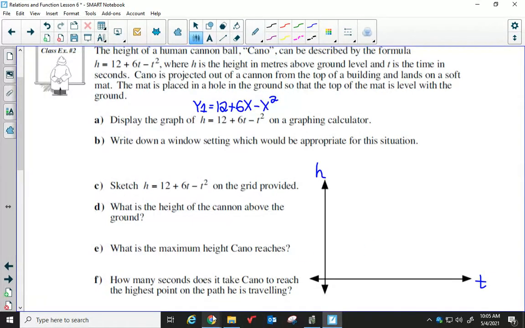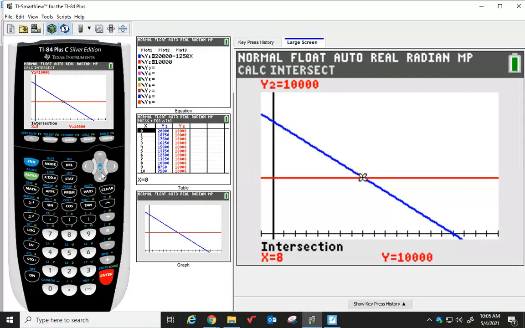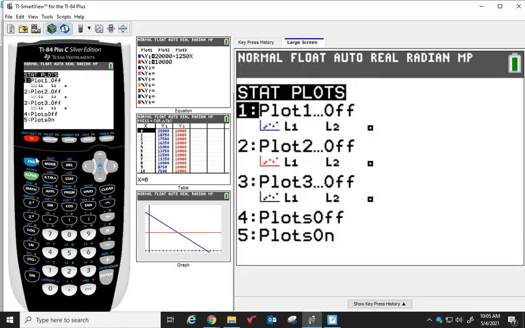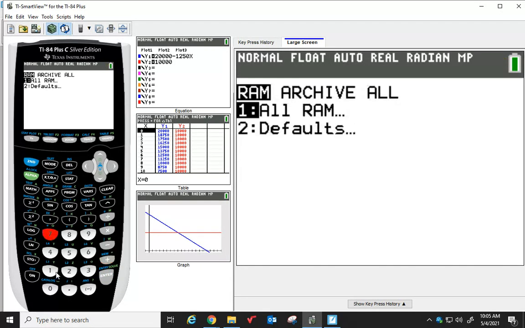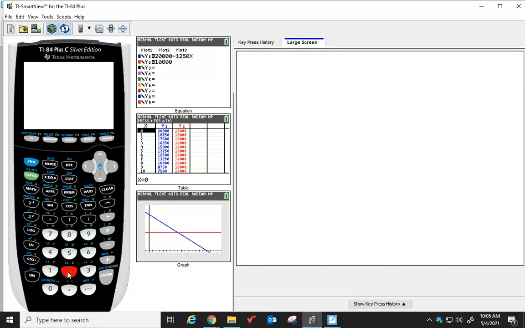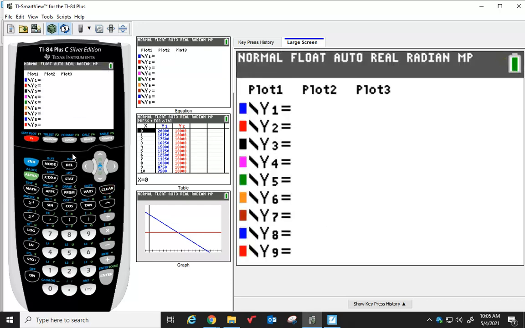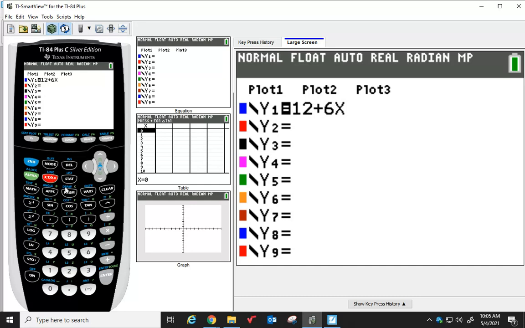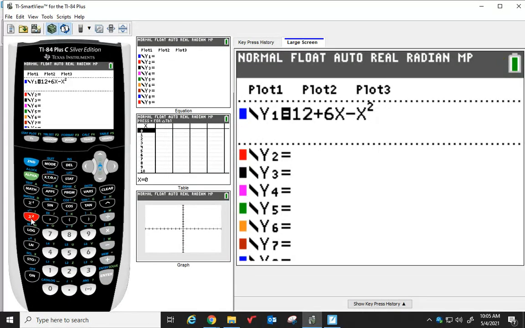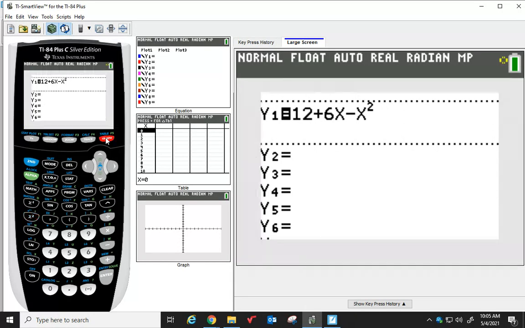Okay, so let's go back to the calculator, and I'm just going to clear everything again. I'm going to go to second, memory, 7, 1, 2. It just gets rid of everything. Okay, let's plot that equation into the calculator. So for y1, the equation is going to be 12 plus 6x. Again, x is under the mode button. And then minus x squared. Okay, let's see what happens if I graph it right now. Do I see much of anything?